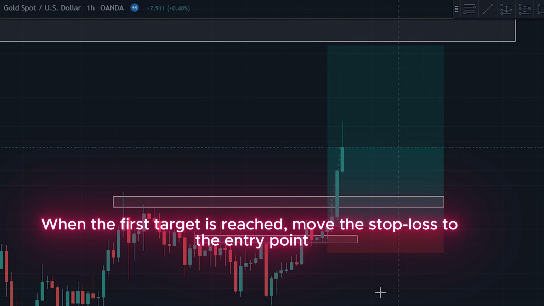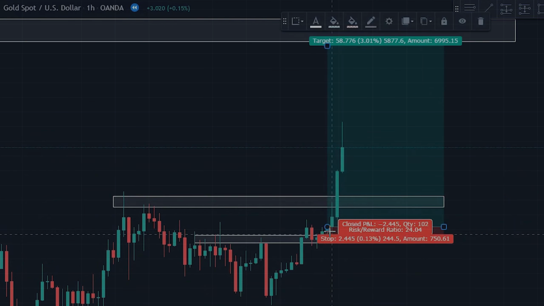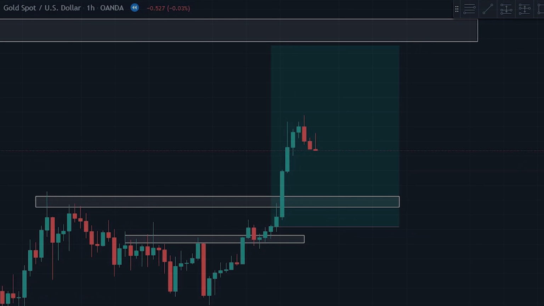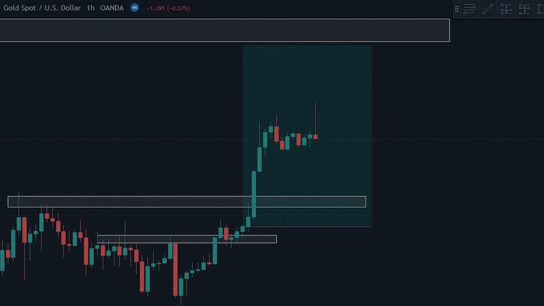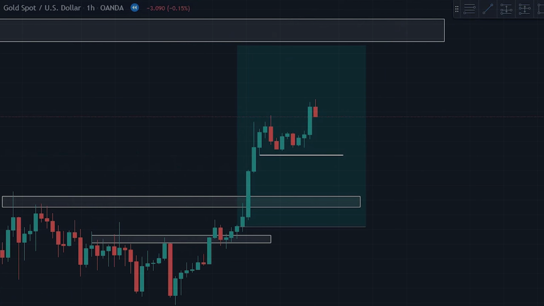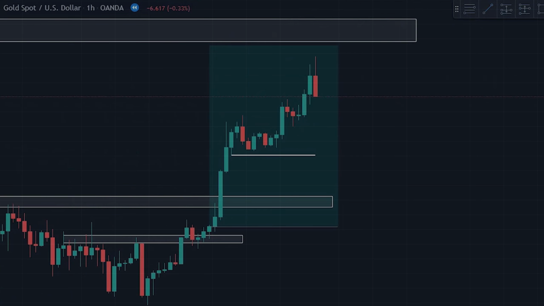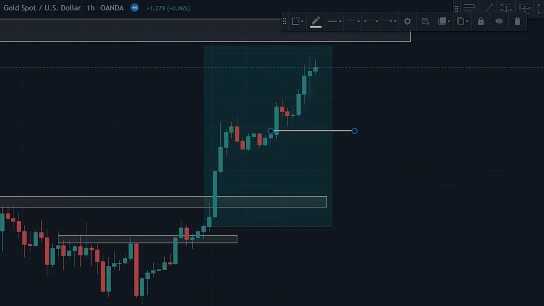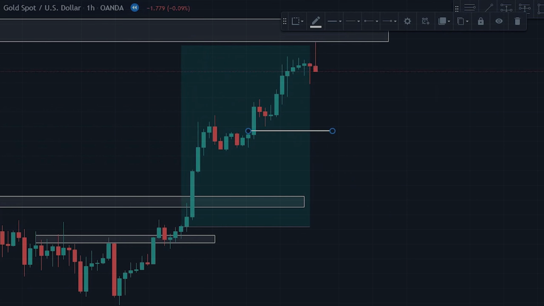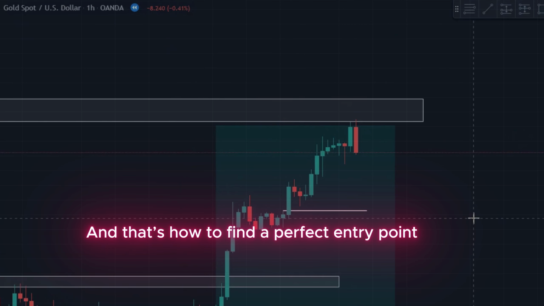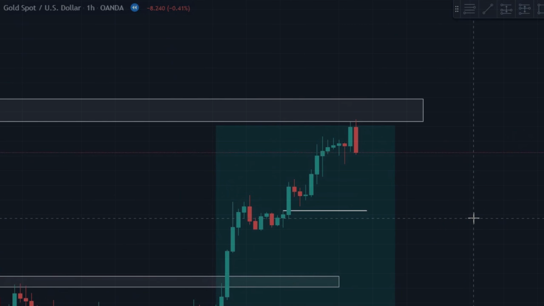When the first target is reached, move the stop loss to the entry point. The price has made a low, continue moving the stop loss to this low. Continue moving the stop loss to this low. And finally, the price has hit the take profit. And that's how to find a perfect entry point based on the confluence of 3 time frames.